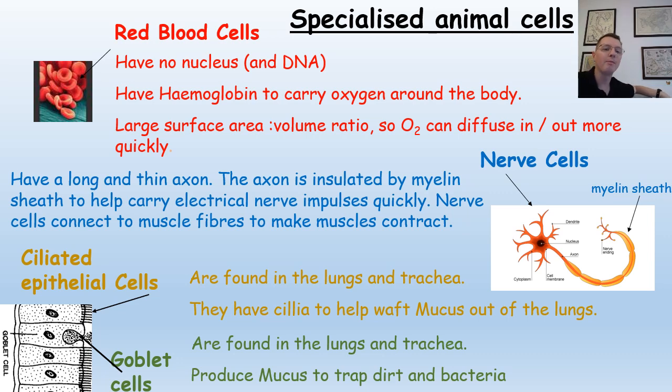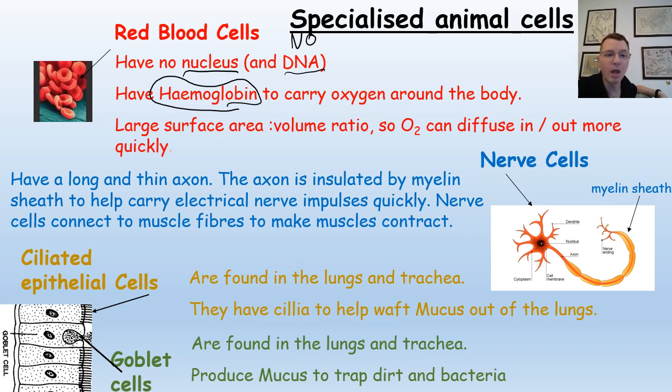So the first cell we'll look at are red blood cells, and they are adapted because they have no nucleus and therefore they have no DNA at all. That means that they have a large amount of room to carry this particular protein, hemoglobin, and hemoglobin carries oxygen around the body. So the more hemoglobin you have in your cell, the more oxygen your red blood cell can carry. Red blood cells also have a large surface area to volume ratio so that oxygen can diffuse in and out more quickly.